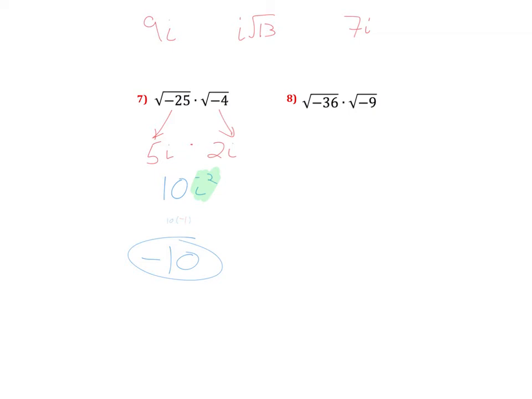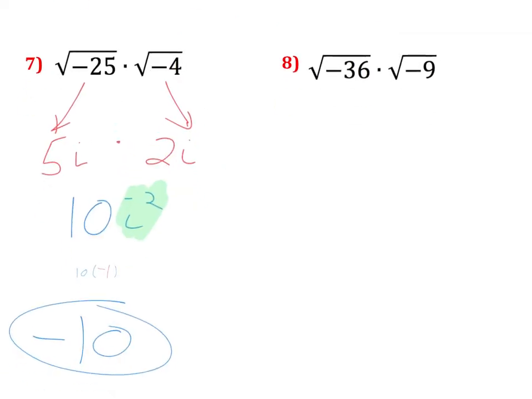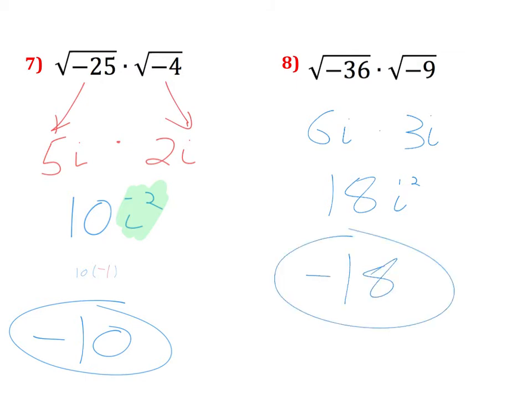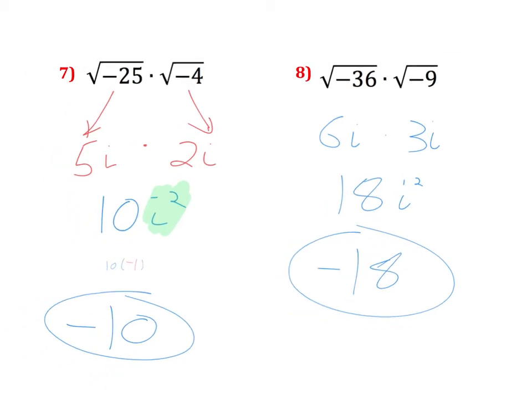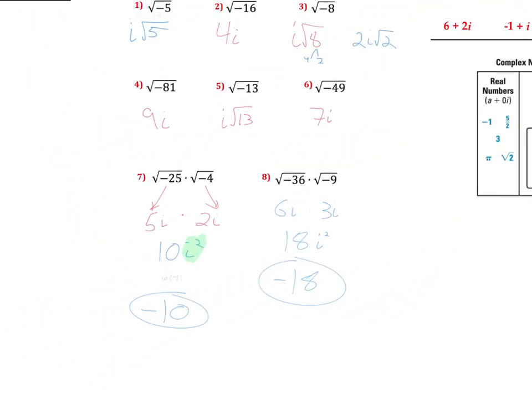All right, let's do number 8. Very similar. The square root of negative 36 would be 6i. The square root of negative 9 would be 3i. Multiply those together, I'm getting 6 times 3 is 18, i squared, so negative 18, because again, i squared is really just a negative 1. Not too shabby, right?